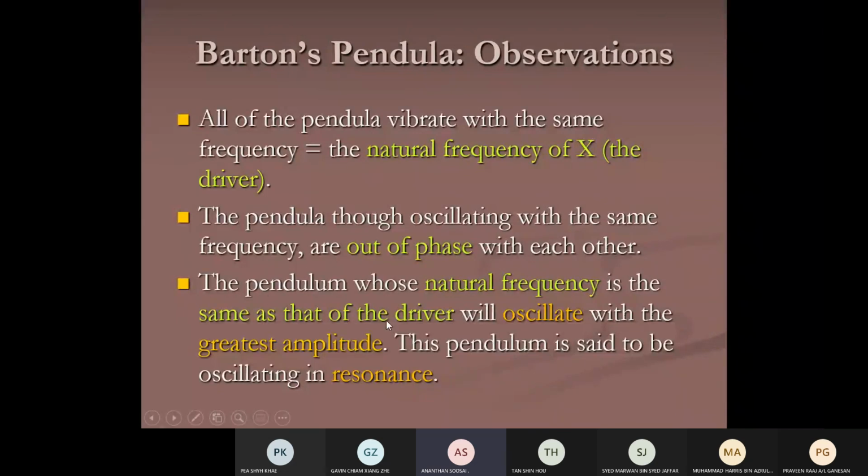So I go to the last point. The pendulum whose natural frequency is the same as that of the driver will oscillate with the greatest amplitude. This pendulum is said to be oscillating in resonance. Resonance.